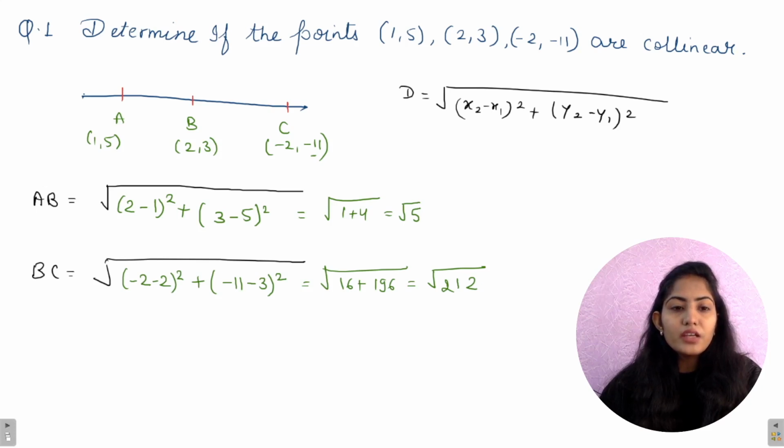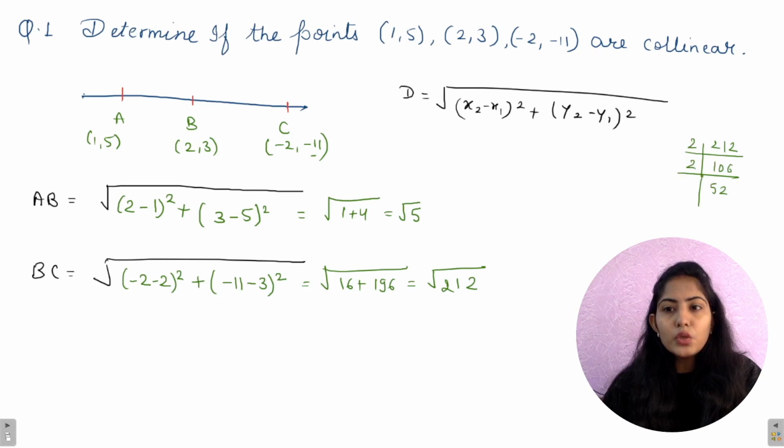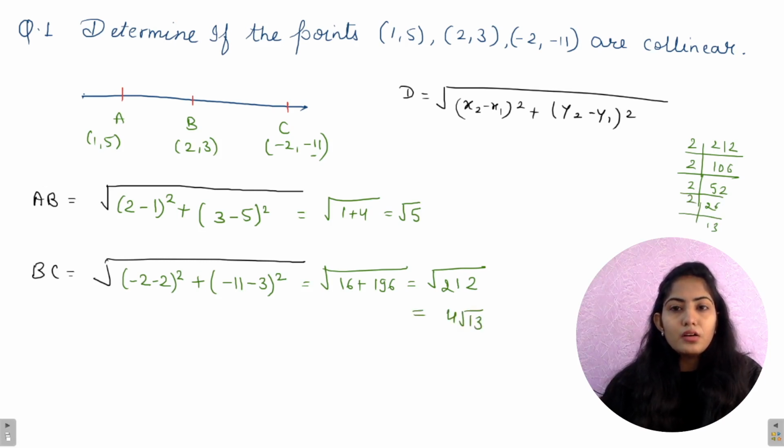So how can we get that? Let's do it first. The factorization of 212: 2 times 106, 2 times 53, so 212 is 4 times 53. So basically it's 4 root 13. Okay, so it is 4 root 13. Clear. Now come to the next, that is AC.